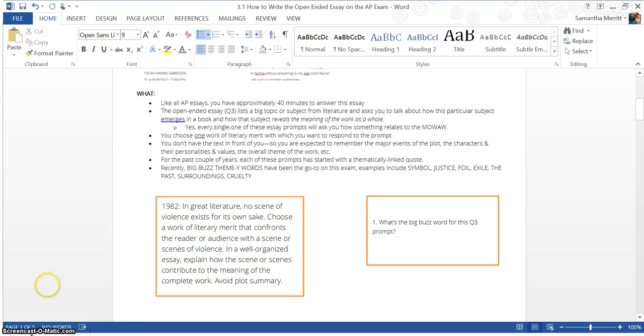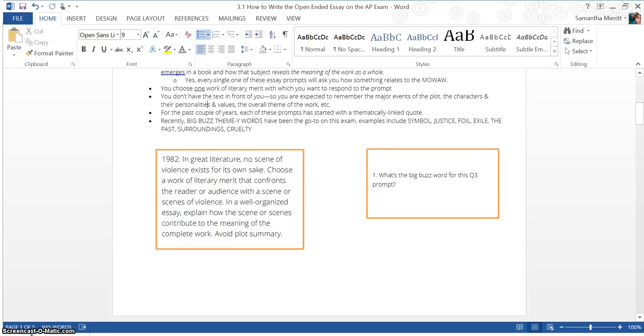For the past couple of years, each of these prompts have started with a thematically linked quote. This one doesn't in particular because it's from 1982, before I was even born. But recently they have. The quote doesn't really mean anything. You just want to look at the prompt. And big buzz themey words have been the go-to on this exam. Examples include symbol, justice, foil, exile, the past, surroundings, cruelties, etc.